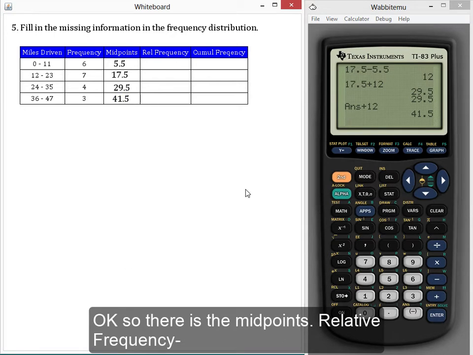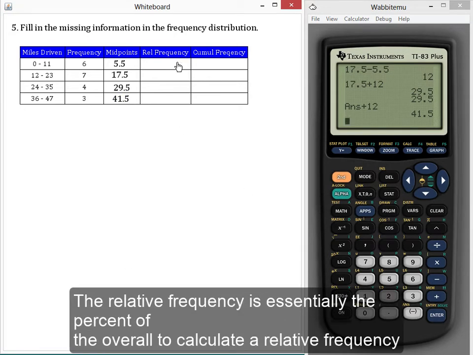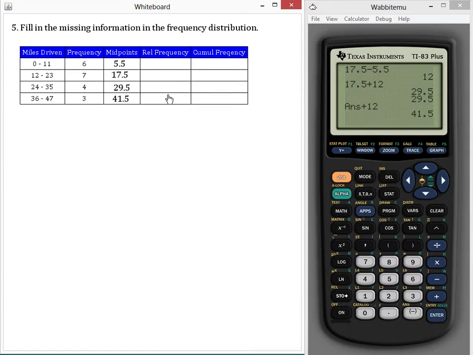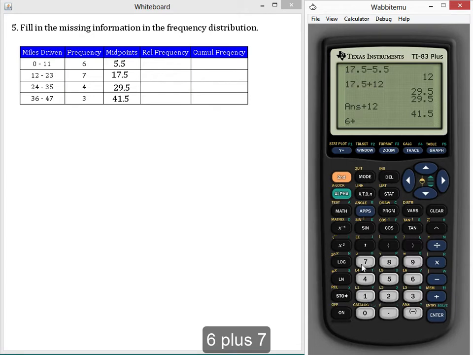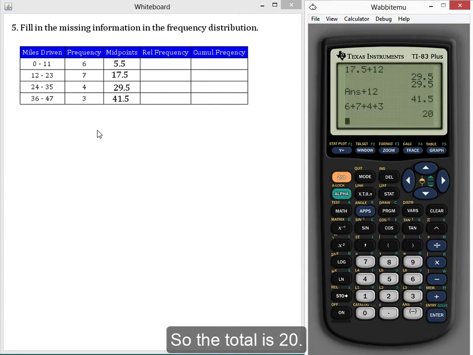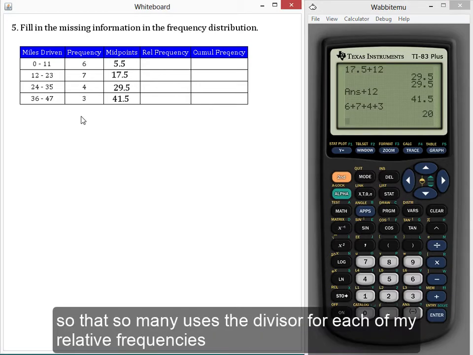Relative frequency. The relative frequency is essentially the percent of the overall. To calculate a relative frequency, what we're going to need to know first of all is the total of all the individual frequencies. So 6 plus 7 plus 4 plus 3. So the total I have here is 20. So that's what I'm going to use as a divisor for each of my relative frequencies.